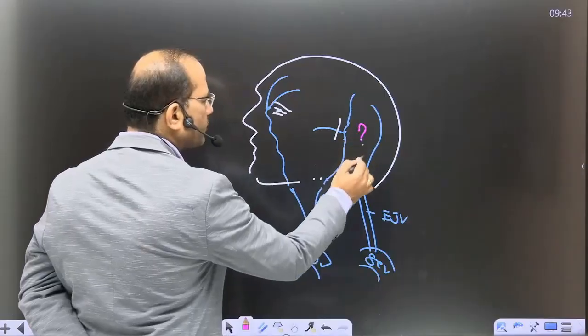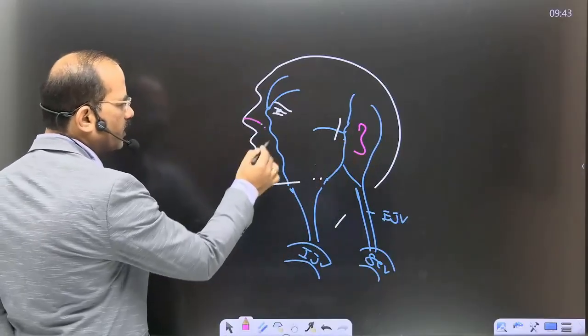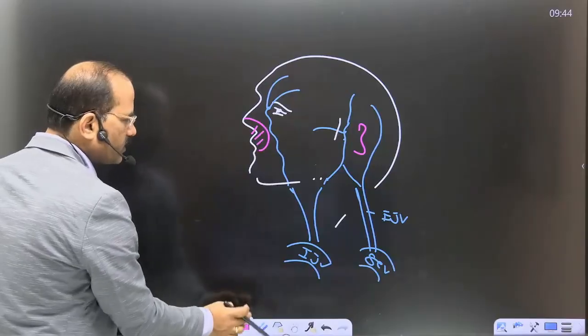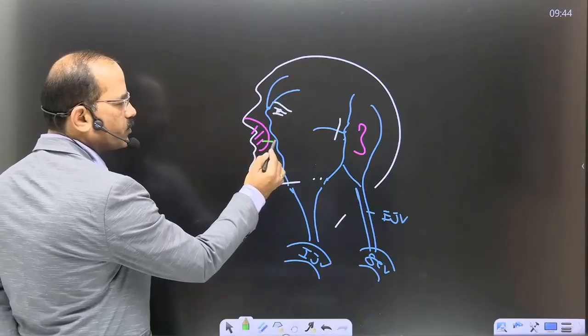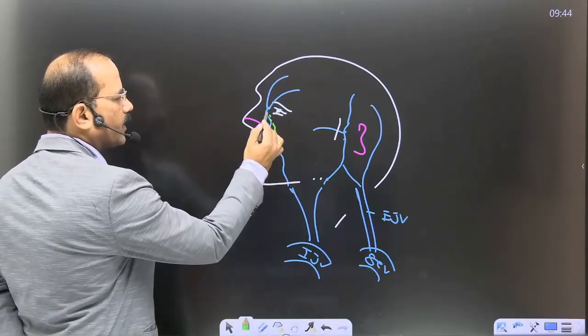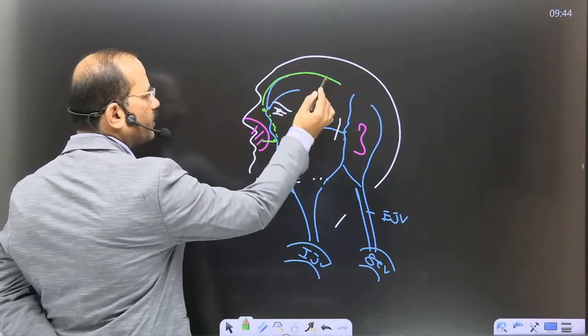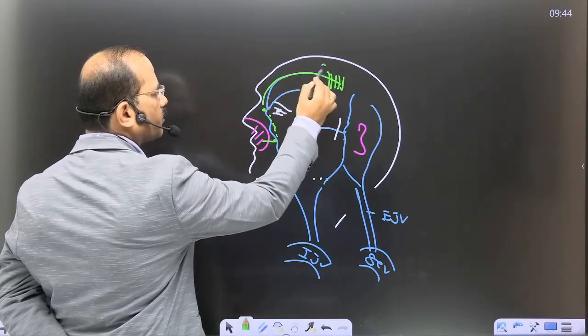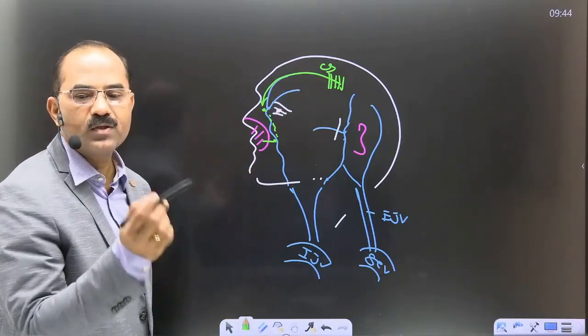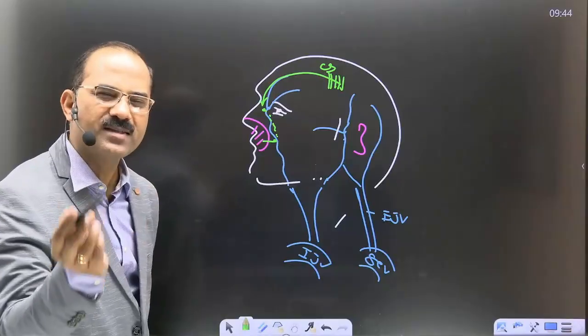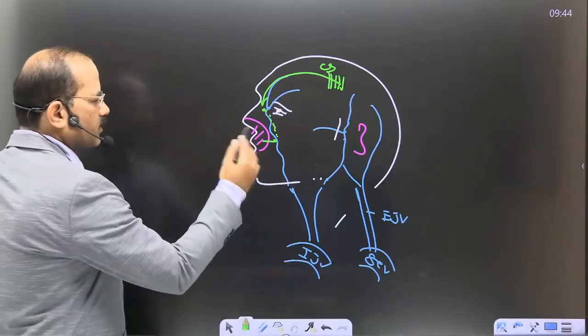Now, which part of the face is the dangerous area of the face? The lower part of the nose and the upper lip. How does the infection from here go to the cavernous sinus? So, from the dangerous area, first to the facial vein to the angular vein, and from the angular vein, there's a vein which goes to the cavernous sinus. What is this? That's a superior ophthalmic vein, and this superior ophthalmic vein is one of the tributary of cavernous sinus.